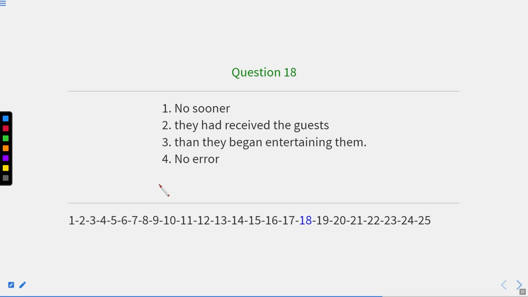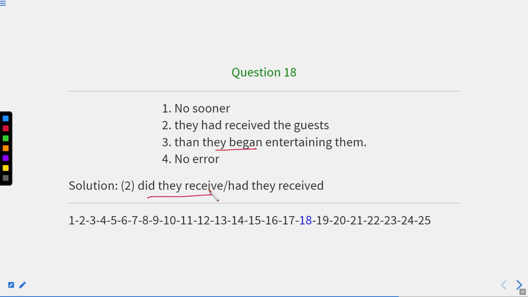No sooner they had received the guest than they began entertaining them. As I told you, no sooner is always paired with than. But with no sooner we need to use the inversion rule, that is, the helping verb comes prior to the subject. Therefore, this "they had" should be replaced with "had they". So here the error will be in part second of the sentence. "Did they receive" can also be there, or "had they received" can also be there, because both phrases show the past tense. So any of these can come. Because here this is past indefinite, so we can also use "did they receive".